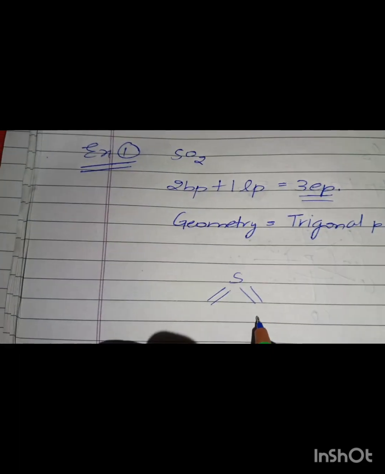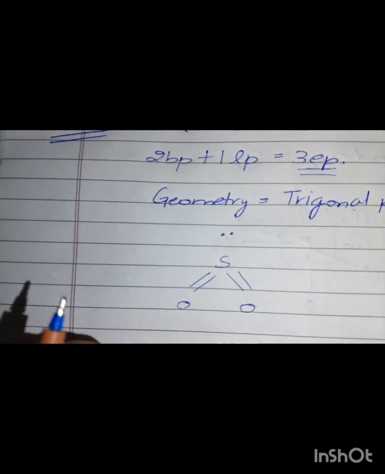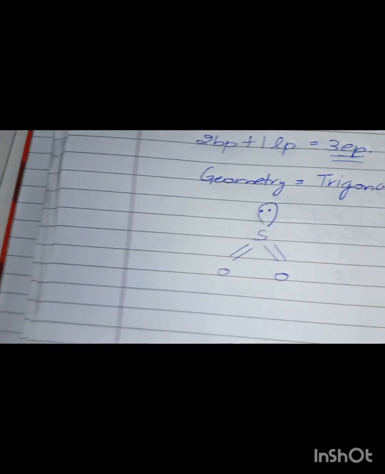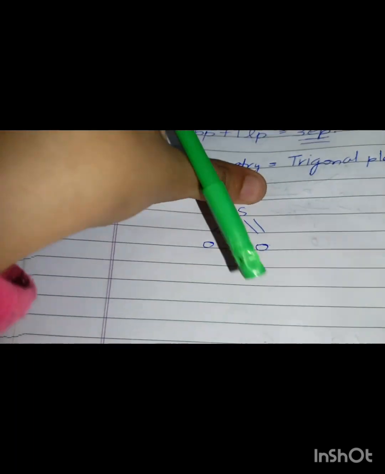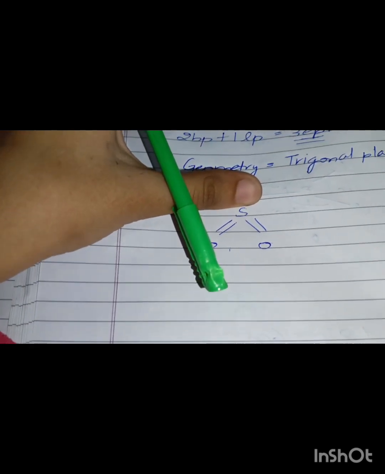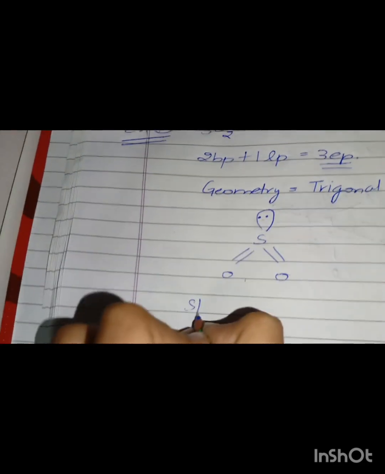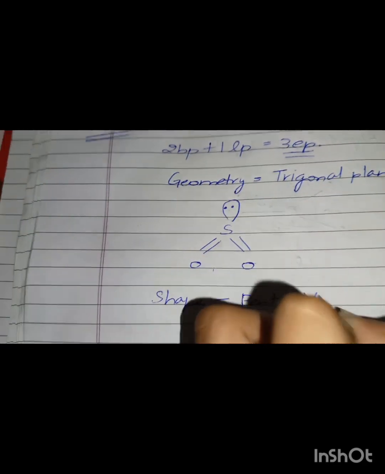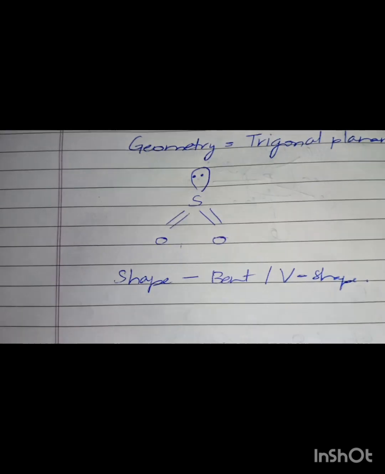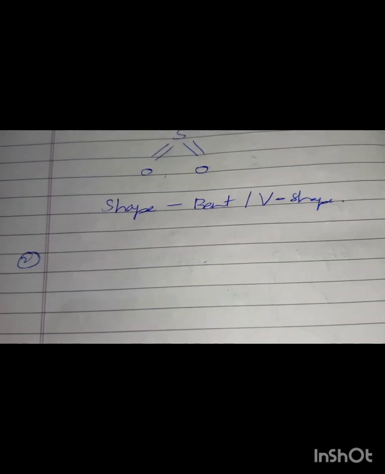Double bond, then 1 lone pair we will place here, and we will make its cloud. So this will be the shape. What is its shape now? It looks like V or bent. So you can say the shape of this molecule is bent or V shape. V shape. Okay.